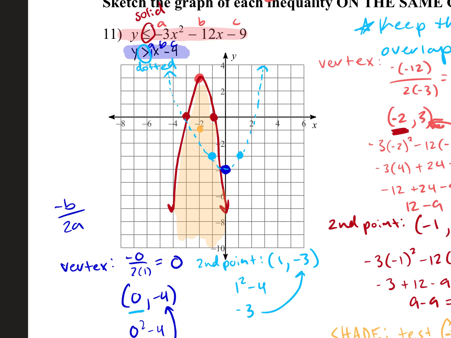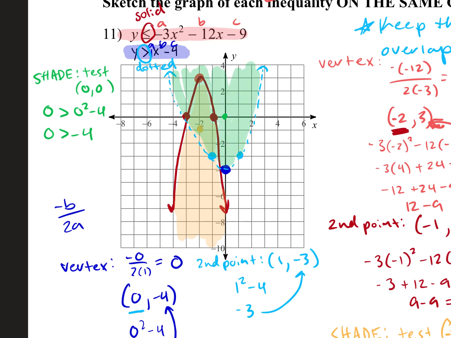Now we need to figure out where we're going to shade. So we have to test a point. What point can we test? 0, 0. 0, 0 is inside of our graph. That's going to be the easiest to work with. So 0, 0. So if 0 is greater than 0 squared minus 4, so 0 is greater than negative 4. Is this true? Yes. So where do I shade? Inside.